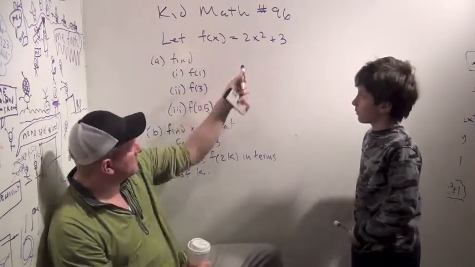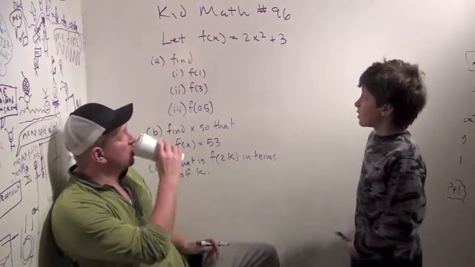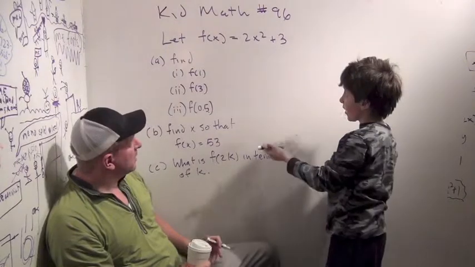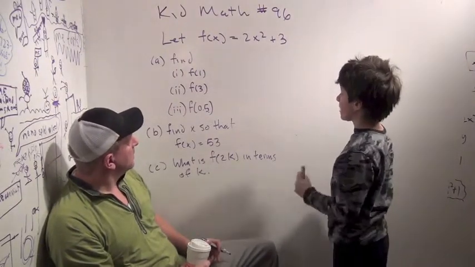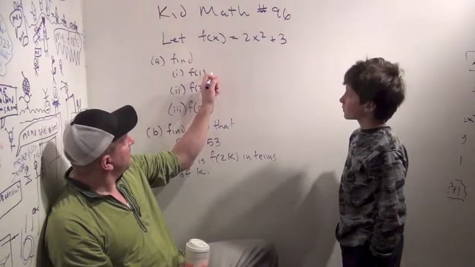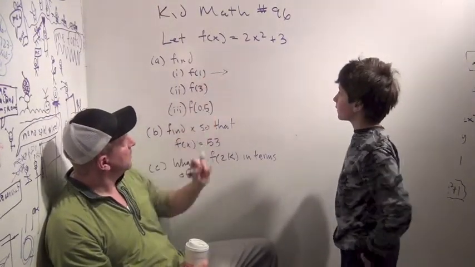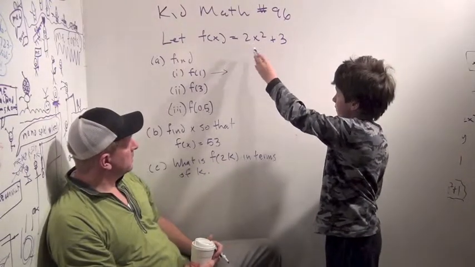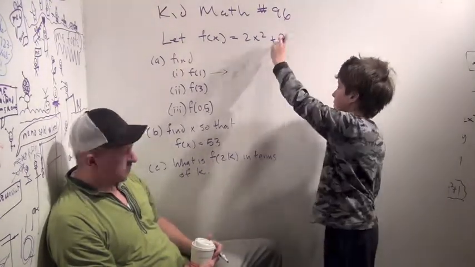Okay, what does that mean? Well, that means when you put an x into this function, you square x, multiply it by 2, and then add 3. Okay, awesome. So what is f of 1? It's 5, because you have 1 squared is just 1. 2 times 1 is 2. 2 plus 3 is 5.